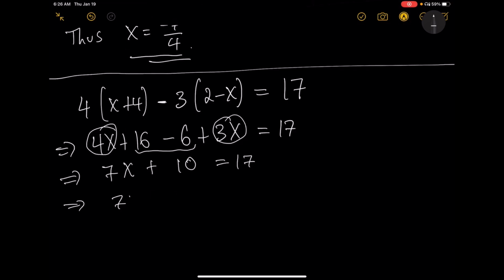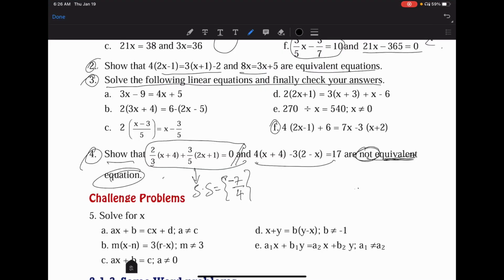We can realize that 7x is equal to 17 minus 10, that is 7. We can imply that x is equal to 1. The solution of the second equation, the solution set of this equation, is the set containing 1.